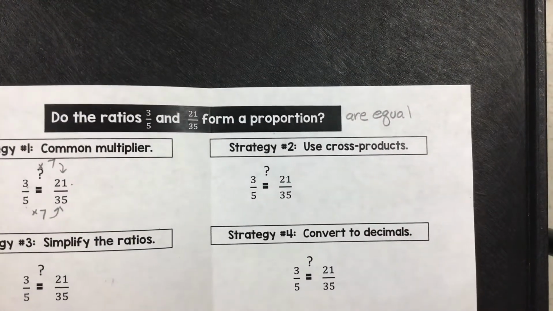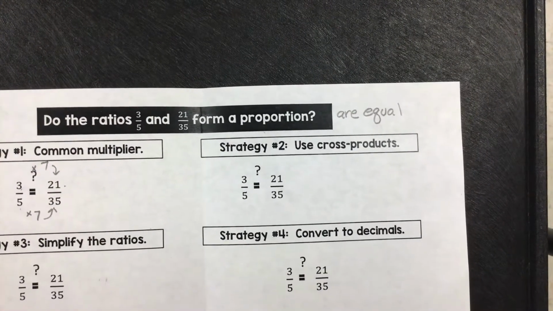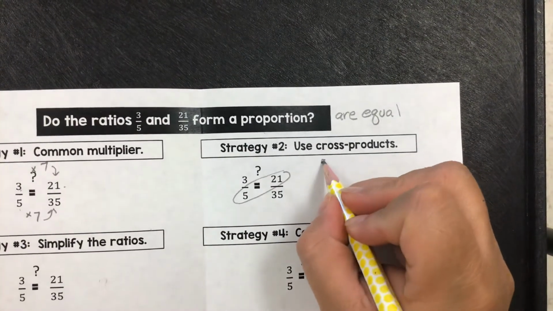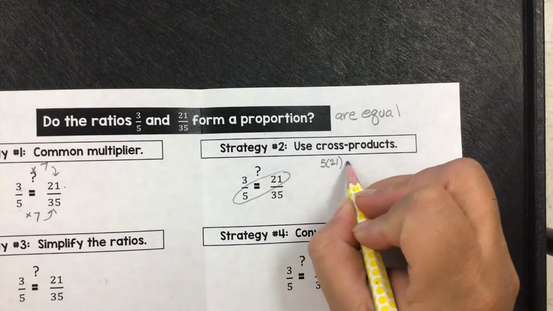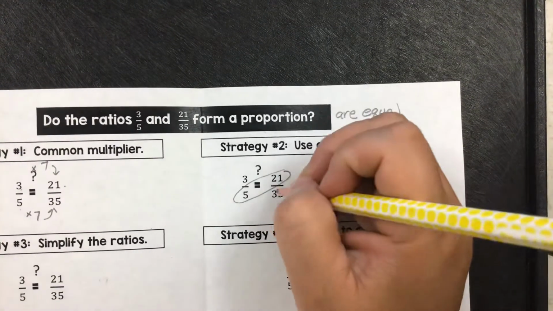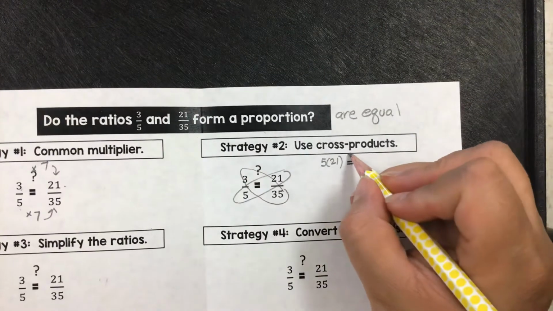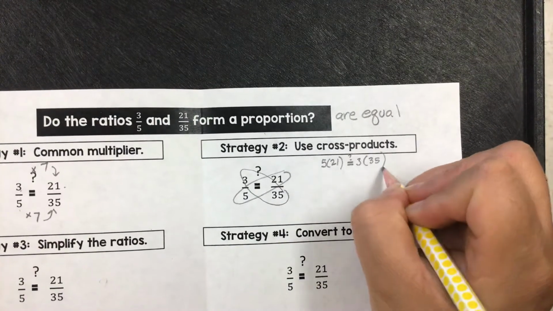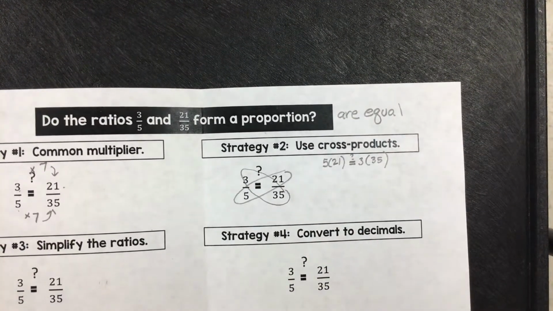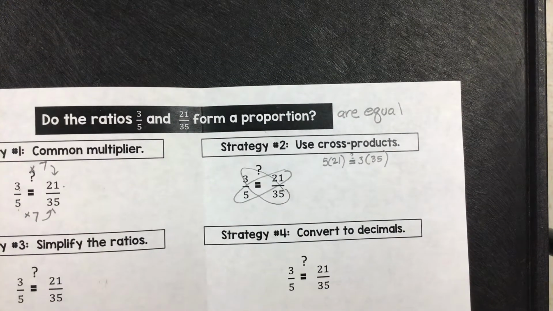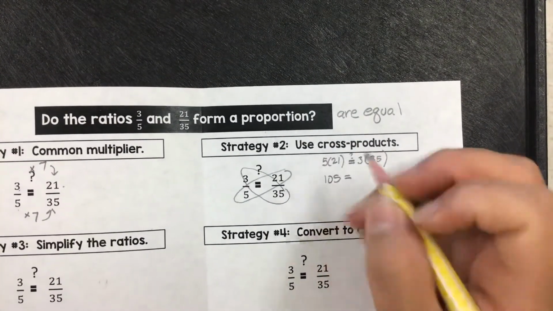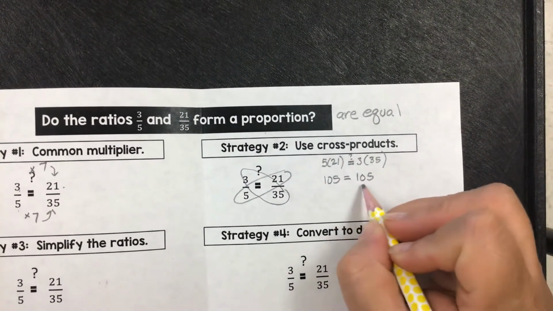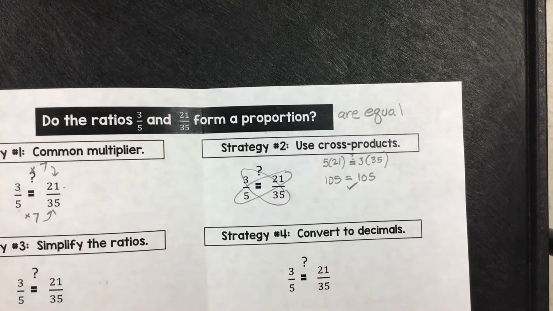Strategy 2, we have cross multiply. And what we're doing is multiplying 5 times 21. And I'm going to write it out, 5 times 21. And is that equal to 3 times 35? So on this one, we want to know, is it equal to 3 times 35? 5 times 21 is 105. 3 times 35 is 105. So since they are equal, then it is proportional.